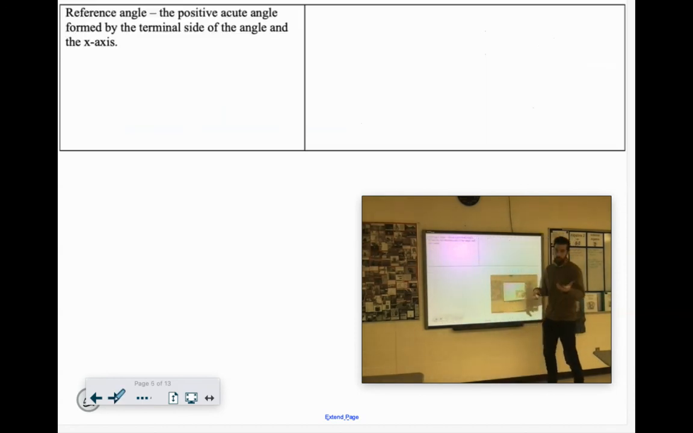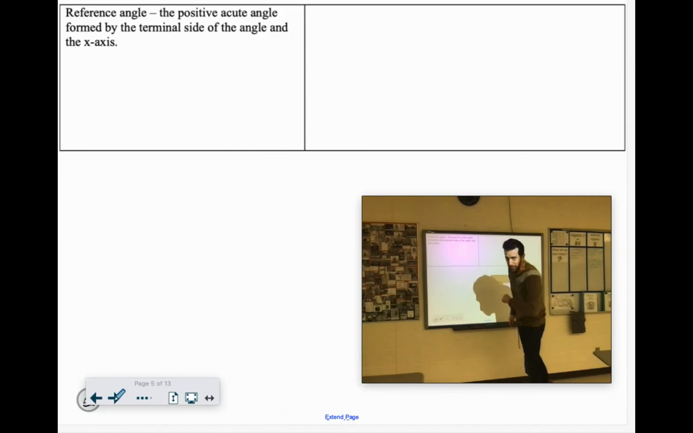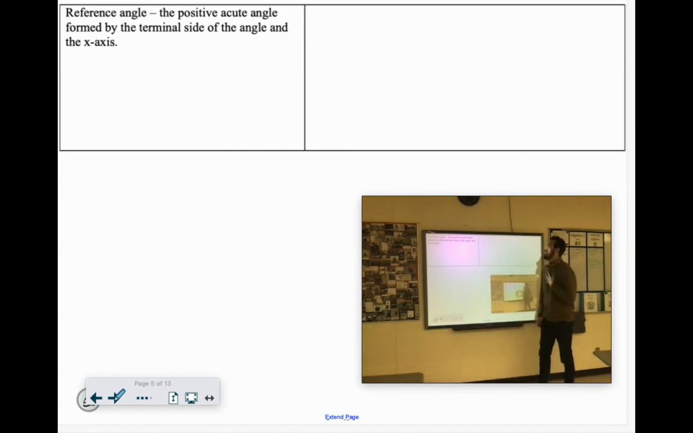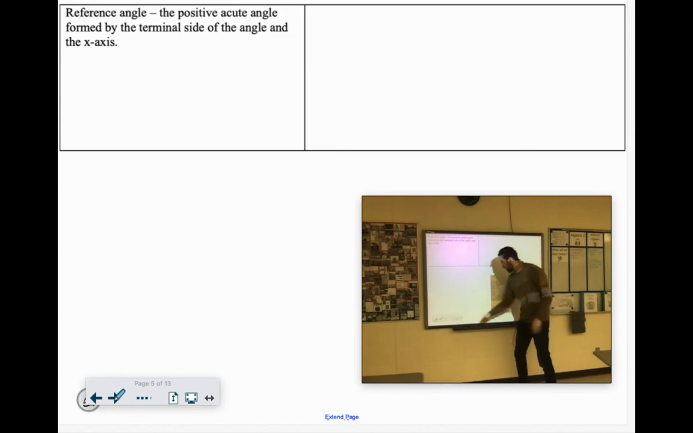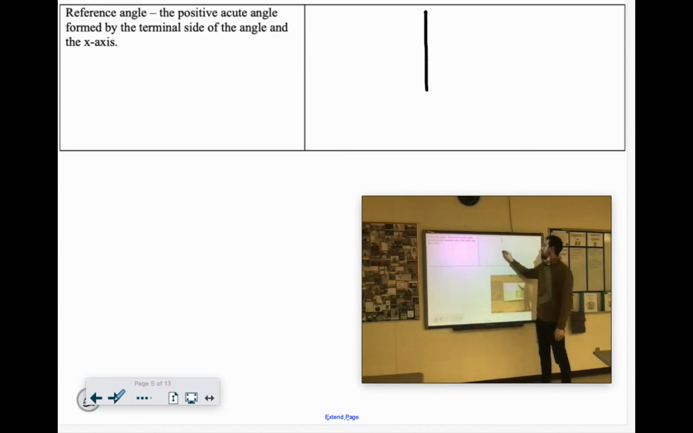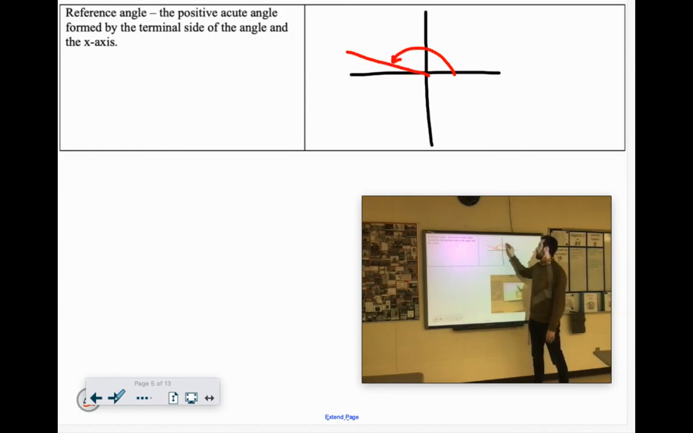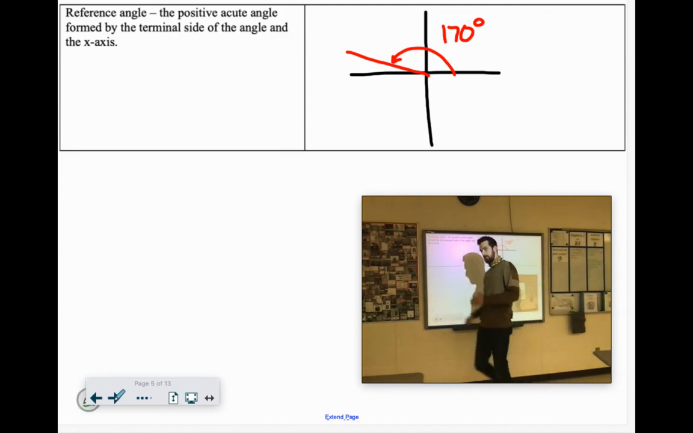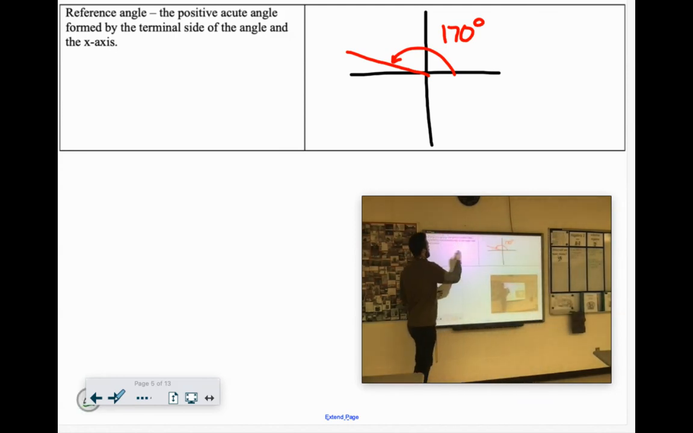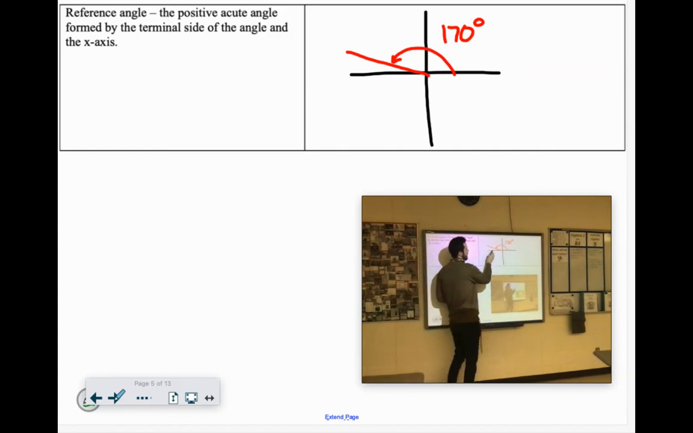The reference angle was what I made reference to earlier. The positive acute angle formed by the terminal side of the angle and the x-axis. So let's give ourselves a little angle here. We'll do a couple. So let's say we had 170 degrees. The reference angle is the acute angle formed by the terminal side and the x-axis. So this would be our reference angle.